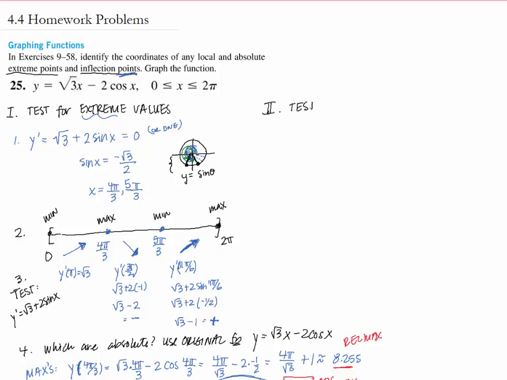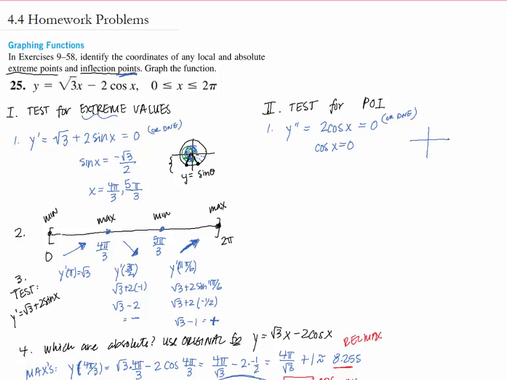Test for points of inflection. The steps are similar, but now we're going to use the second derivative. So we already have y prime over there, and we'll make up y double prime. Derivative of sine is cosine, so we get 2 cosine x. We care where that second derivative equals 0 or doesn't exist. Cosine is a continuous function from 0 to 2 pi, so we don't have this, but we always keep it in mind. Now the question is, where does the cosine of x equal 0?